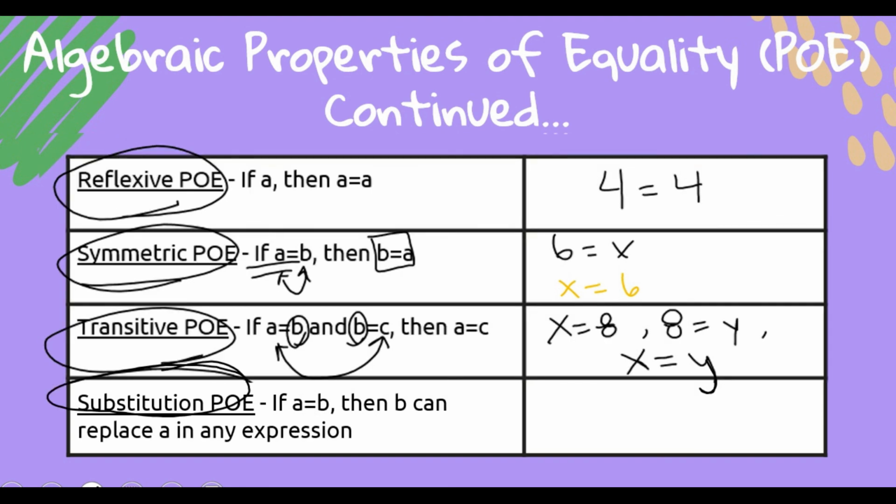Substitution property of equality states that if a equals b, then b can replace a in any expression. Or the reverse way, A can replace B in any expression.